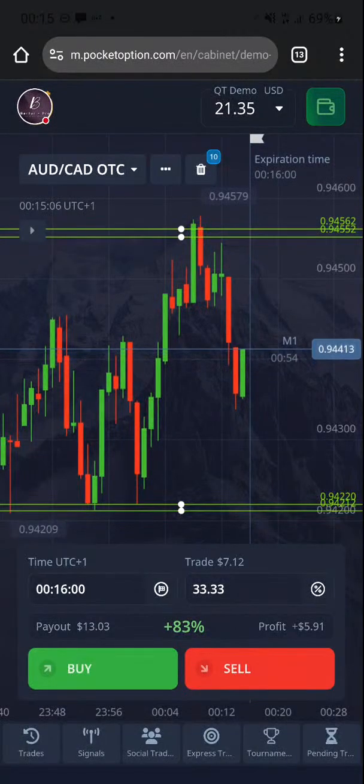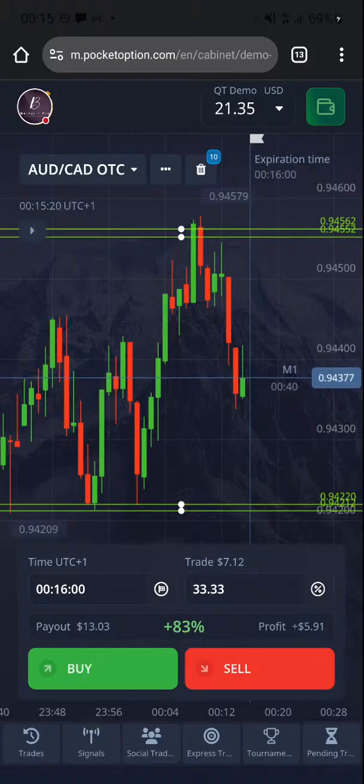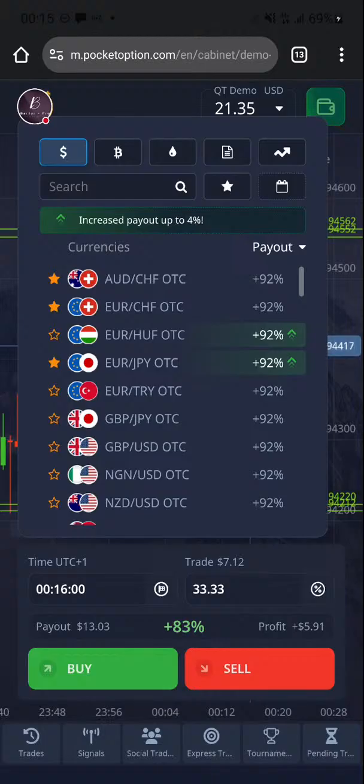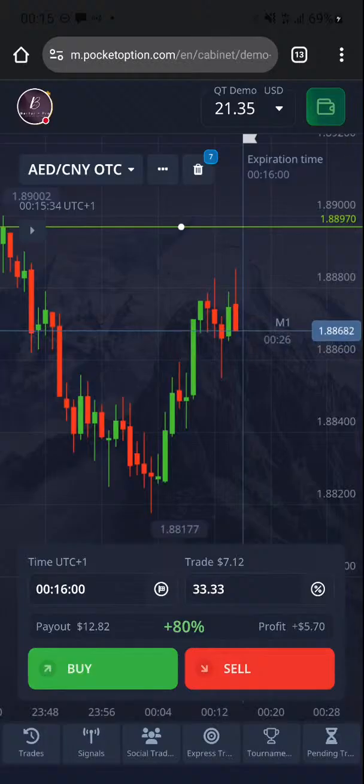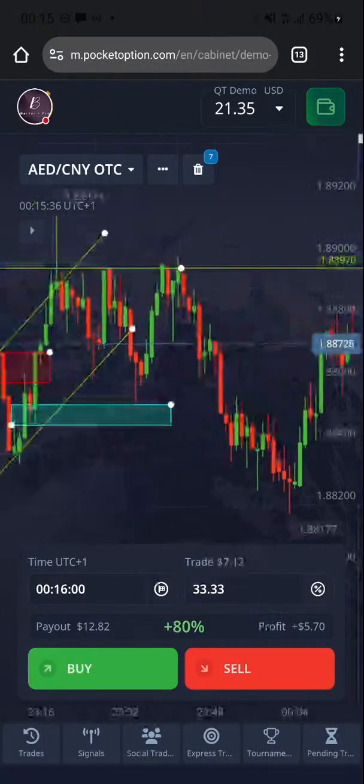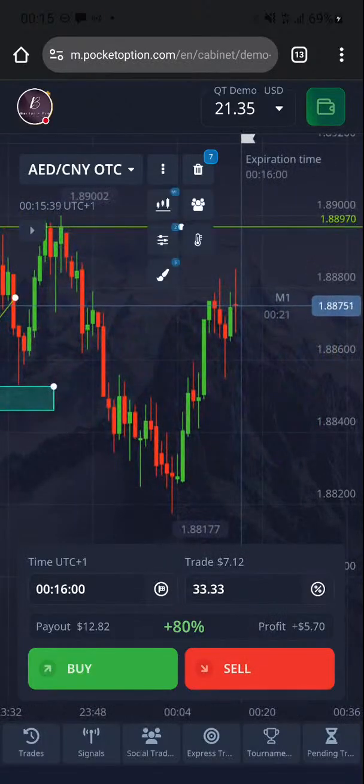I have a feeling that the sellers would push the price to the downside, but we have a gap down in favor of the buyers. So that's one reason why we should not trade against the buyers, so we'll just wait for this. We'll wait for that AUD CAD. Let me clear this.